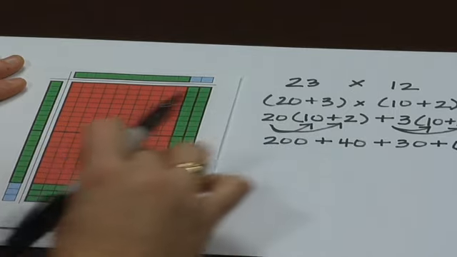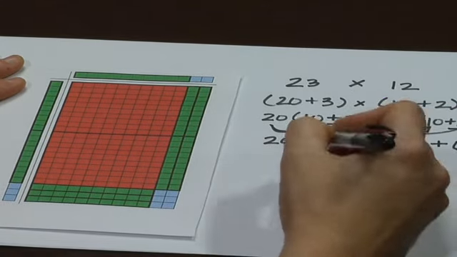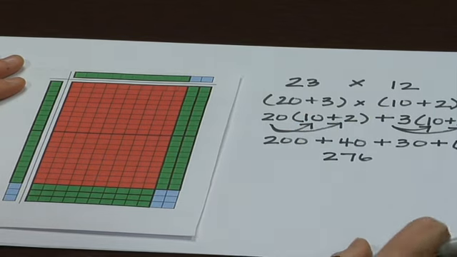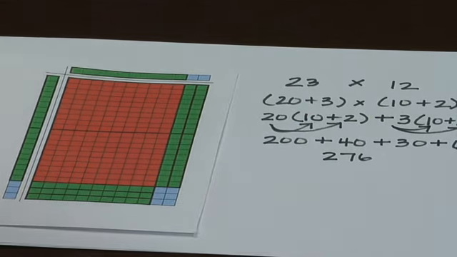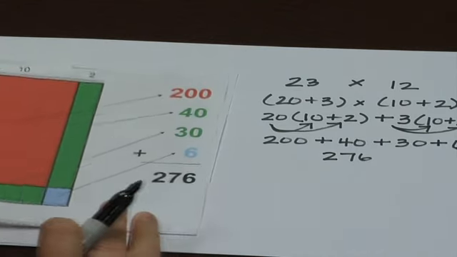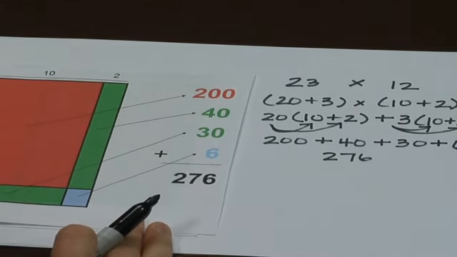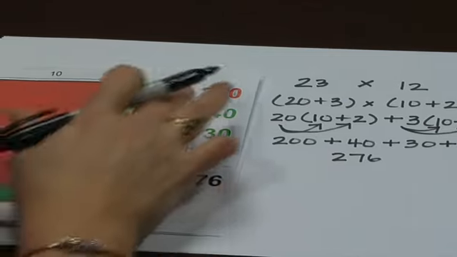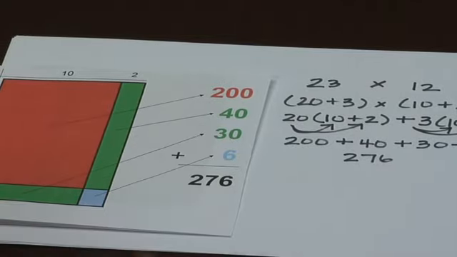When we combine all of these individual arrays, we have a total of 276 for the product of 23 and 12. Eventually, we can move to a more abstract model such as this one, where again we see the same 4 partial products, 200, 40, 30, and 6.